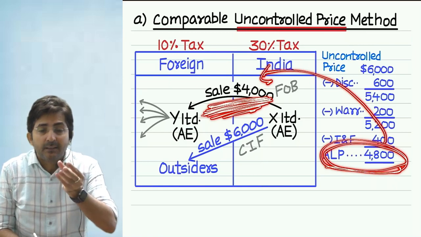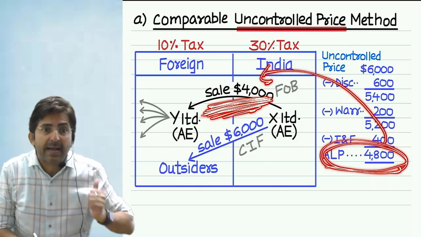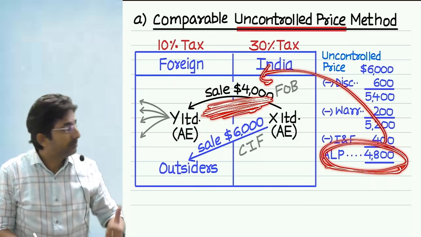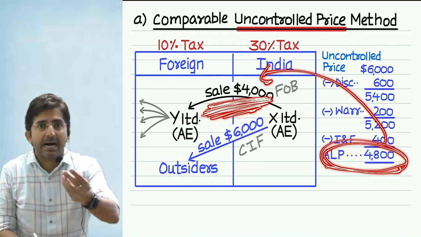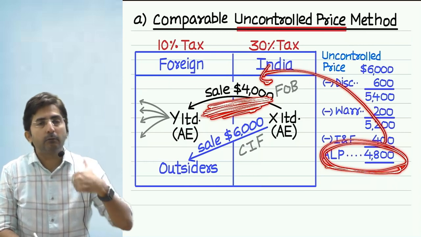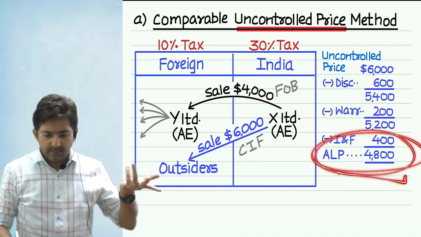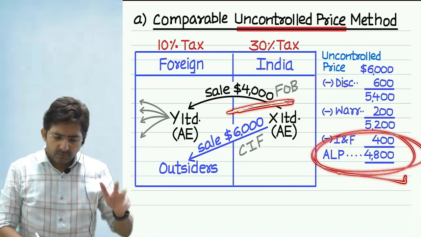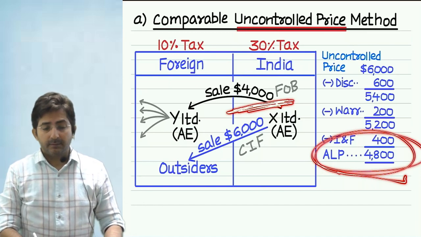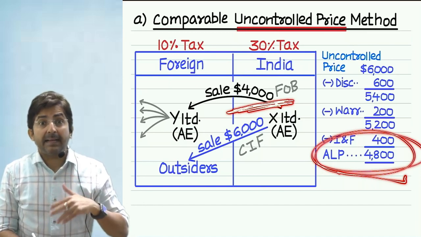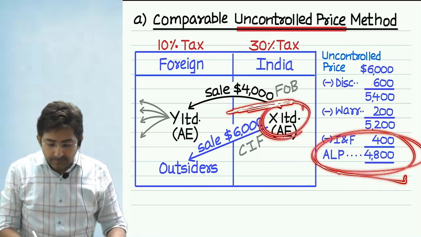You know why it is called cheating? Because showing less sales means showing less income, and showing less income means you're not paying tax. But how much is less? 800. So in the exam you have to write a conclusion. Can you guess how the conclusion will appear? Since the ALP is 4,800 and the actual price is only 4,000, there is a difference of 800. This difference shall be added to the income of the assessee, X Limited.